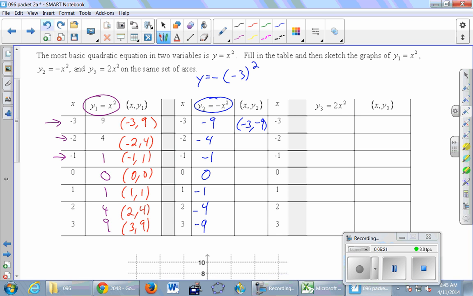Do this one in green. Okay, so let's try the first one. So it's supposed to be 2 times x squared, and the first x is -3. So it's this. Is the first thing we do that multiplication or the square? Square. We know exponents come before multiplication. So this is really 2 times 9. So this one's 18.